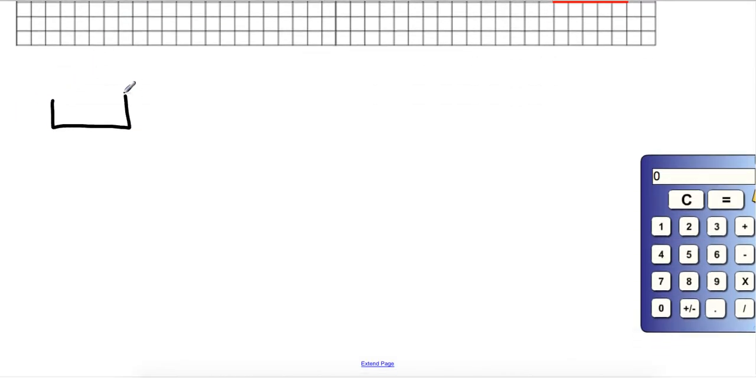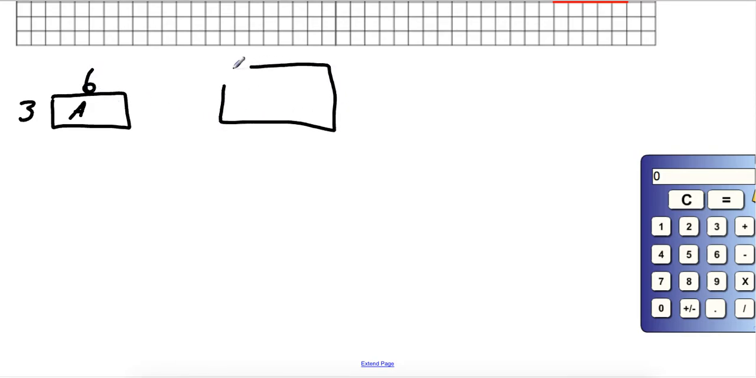So again, I have figure A, that's 3 units by 6 units. I have figure B, which is a little bit bigger. That's 4 units by 11 units for figure C, I should say. Now I can check for similarity.